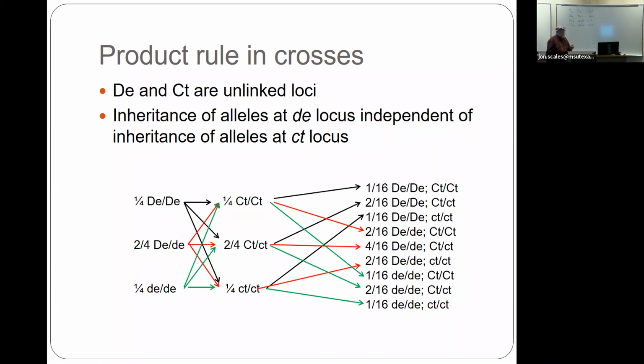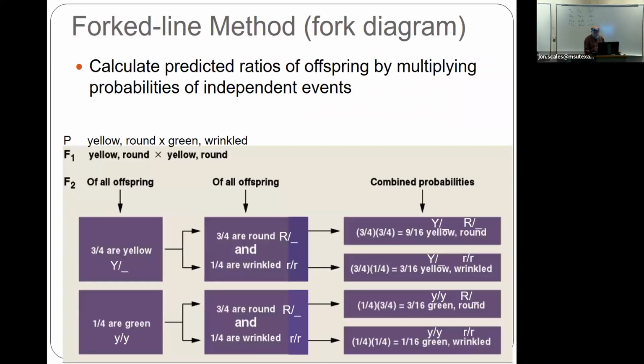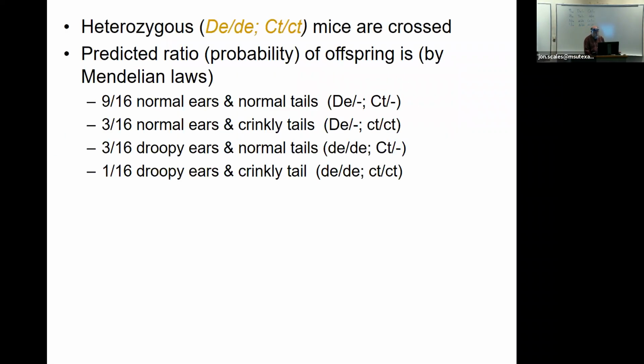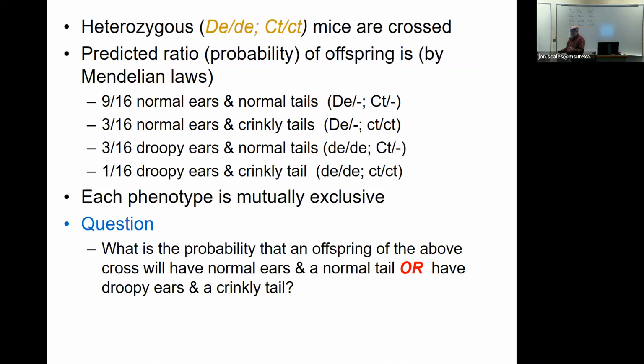What's the probability of being doubly homozygous recessive? 1/16, right? It's the only phenotype that that genotype can produce, and it's also 1/16 of the genotypes, okay? So what about other questions? What about having either being totally wild type for both traits or totally mutant for both traits?